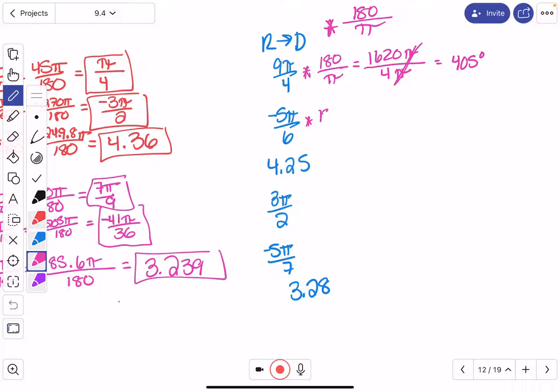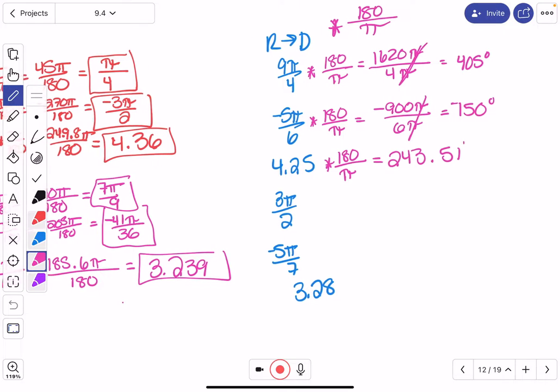If we do this one, 180 over pi. Well, 180 times negative 5 is negative 900. Pi's cancel. Negative 900 divided by 6 is negative 150 degrees. And the decimal thing works the same way. We're going to do 4.25 times 180 divided by pi, and we get 243.51 degrees. You try the other three, and then watch the video when you're done.